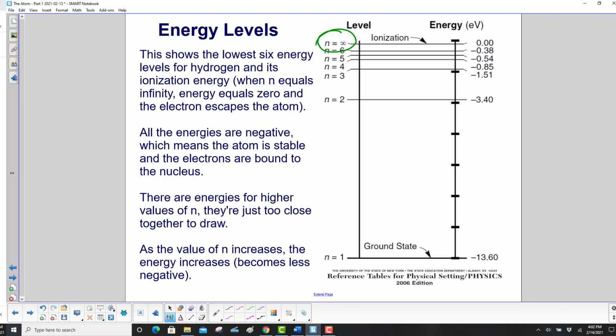There are energies for higher levels of n. Right here you have 6, and also 7, 8, 9, 10, etc. But they're just too close together to draw. As the value of n increases, the energy increases. It becomes less negative. You can see the magnitude is decreasing, but because it's negative numbers, it's actually increasing.